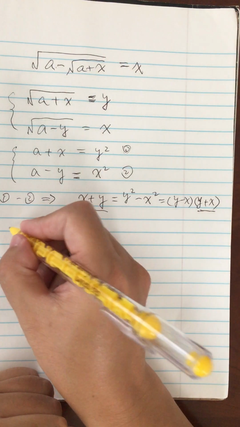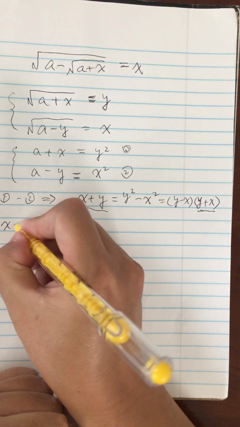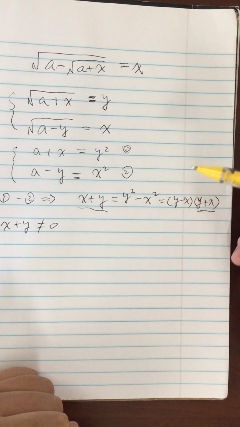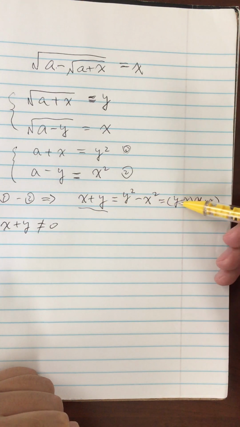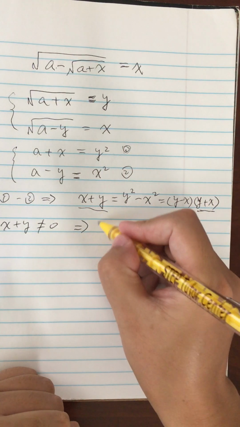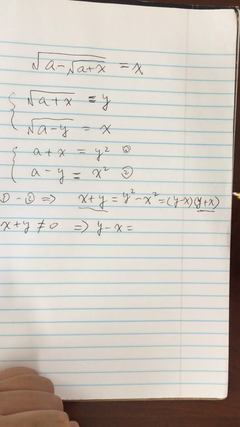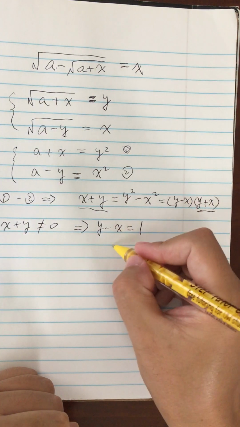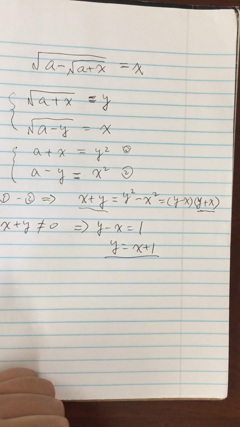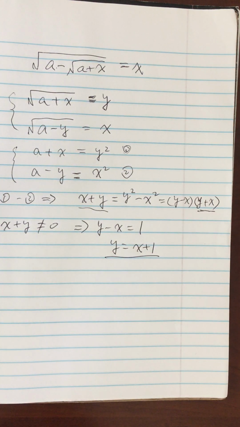Suppose x plus y is not equal to 0. If it's not equal to 0, then we can cancel x plus y on both sides. Then we end up with y subtract x equals 1, and then y equals x plus 1. That's one of the equations that we can use.